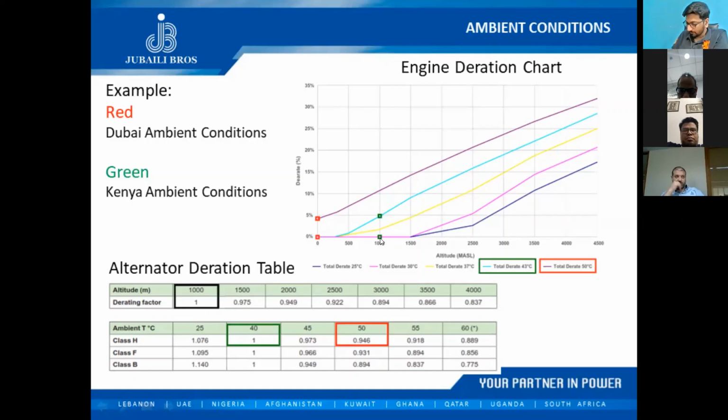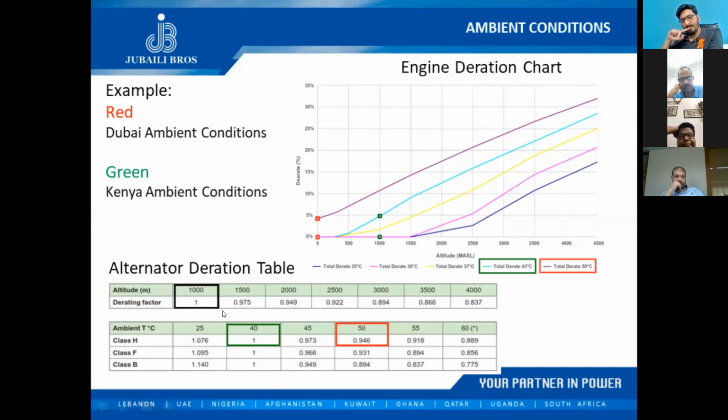So, at 1,000 meters above sea level, this would intersect at this point with the turquoise line representing 43 degrees Celsius ambient temperature. I'll notice that my engine derating is exactly 5%. Okay, meaning that the same engine, the 100 kVA engine, if placed in Kenya, it would give an output of 95 kVA rather than 100 kVA. But we're still talking about the engine. We should also consider derating related to the alternator.